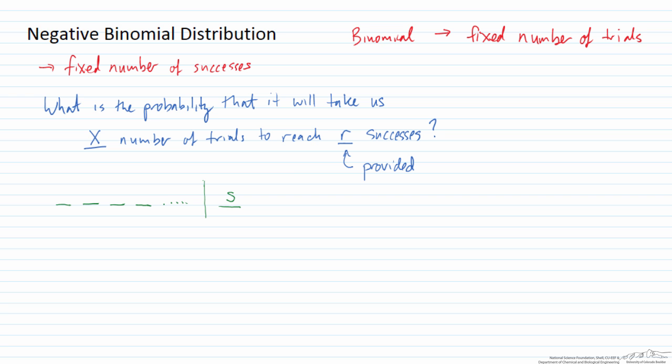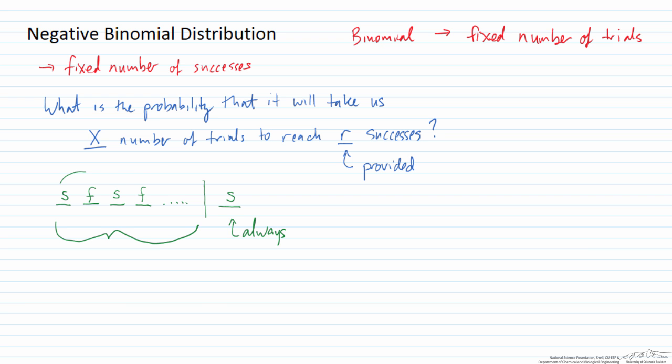So we can write this as we have a bunch of different trials. Now the last one is always going to be a success, okay? Because we're asking, what's the probability that it will take us X number of trials in order for us to finally reach those R successes? And somewhere along in here, we're going to have other successes.